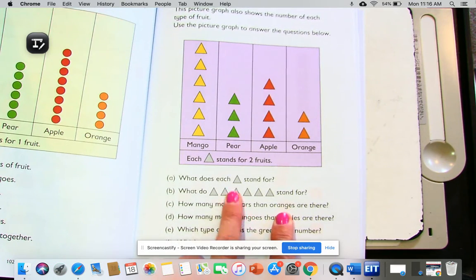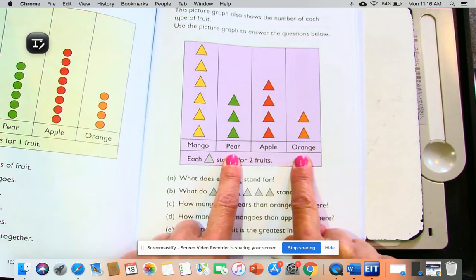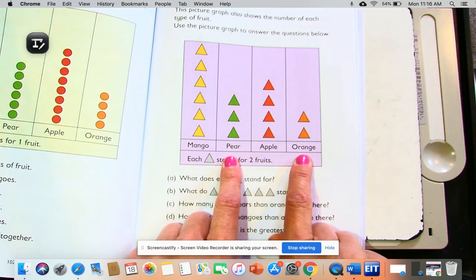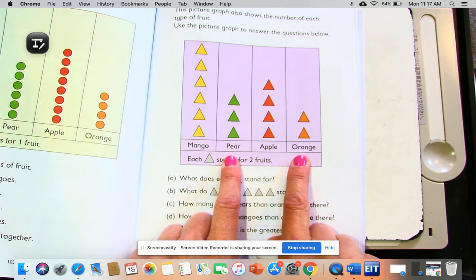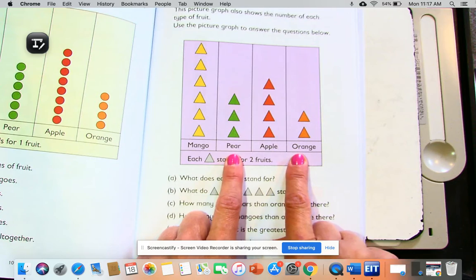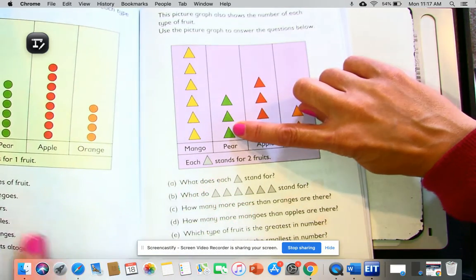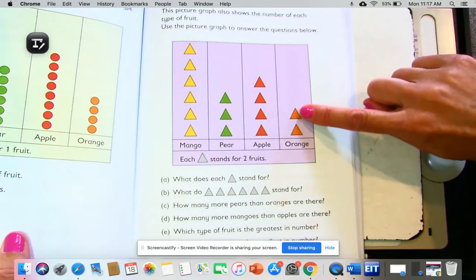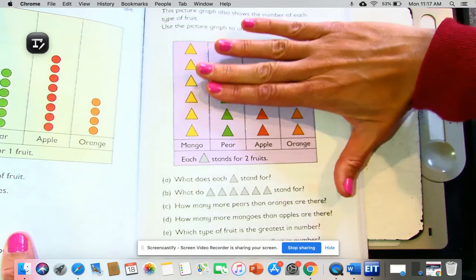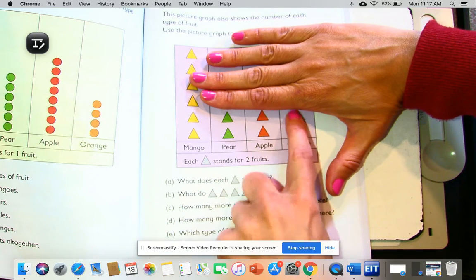So let's go up here to pears and oranges. Now the nice thing about a picture graph is it gives us a more simple way of looking at things when we're comparing two things. So I see that there are 3 triangles for the pears and only 2 triangles for the oranges. So we could line them up with our finger and say, well, here they're the same, right? There's 2 pears and there's 2 oranges.